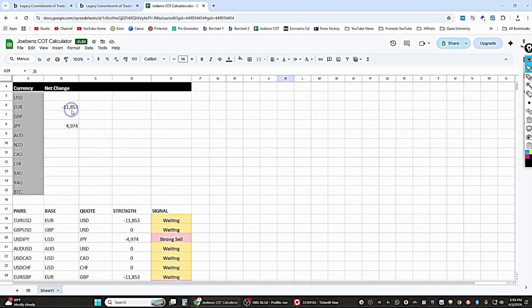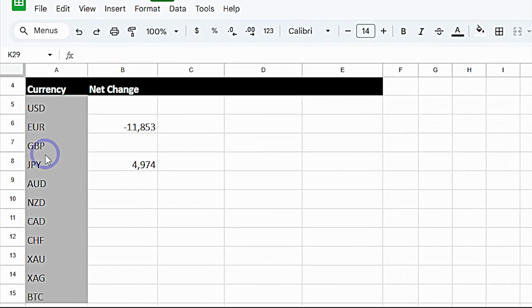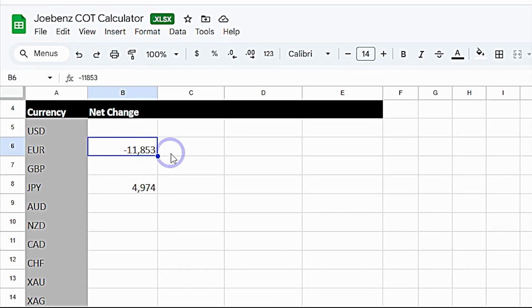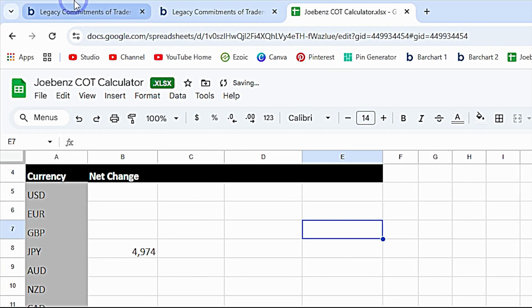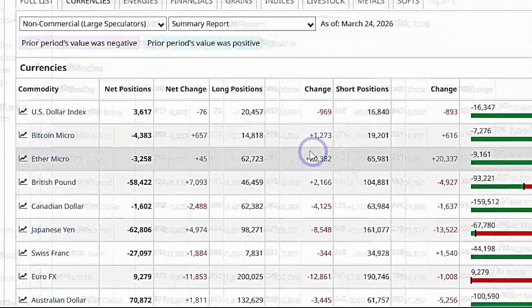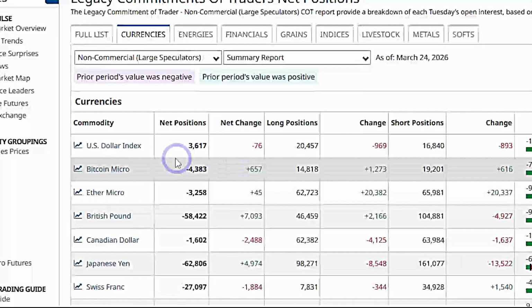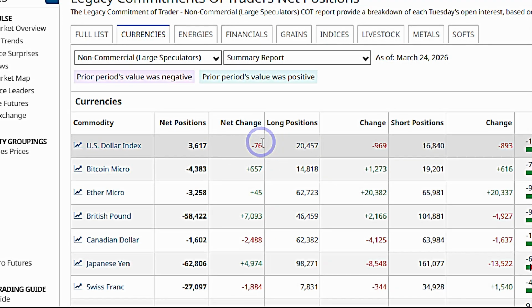So right now we're going to cancel the whole thing on this calculator. I'll remove the value for the euro and then I'll leave that of JPY. So let me remove this value for the euro. And then let's go to my code calculator. Let's go back to my bar chart and let's go to copy. We're going to pick this value for USD and it's negative 76.